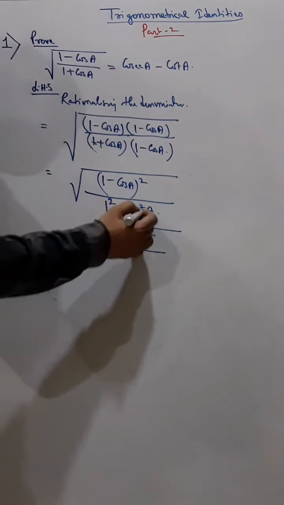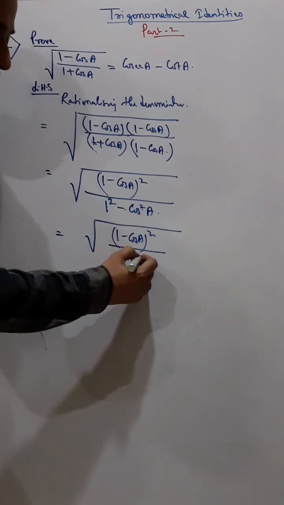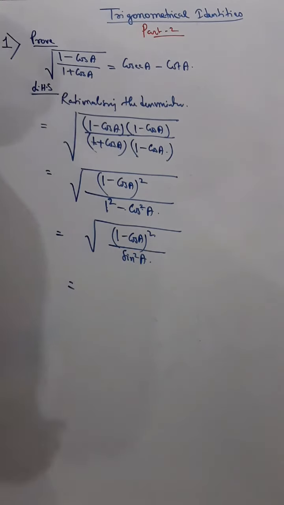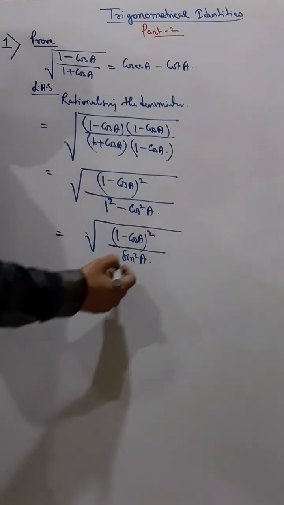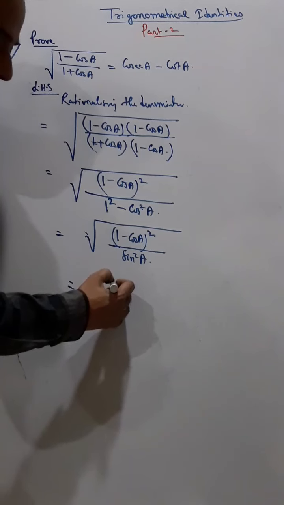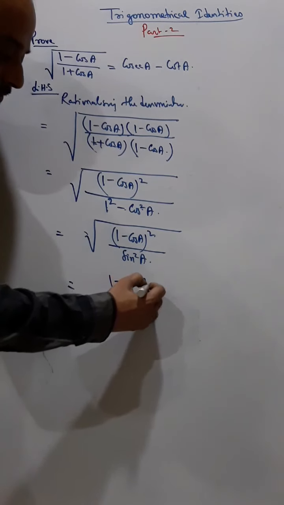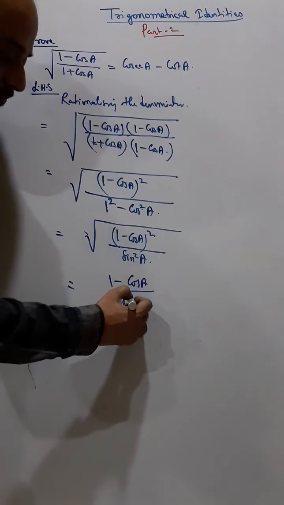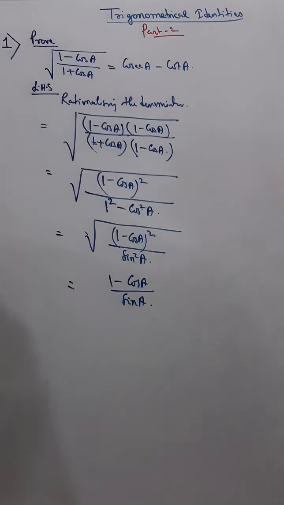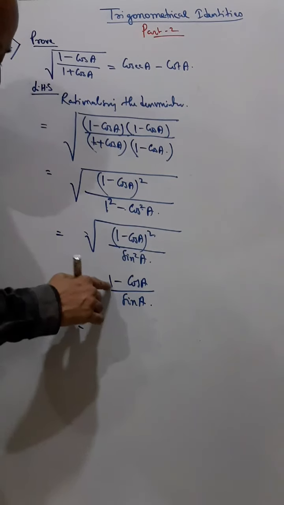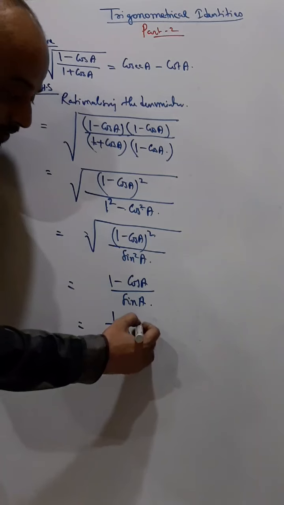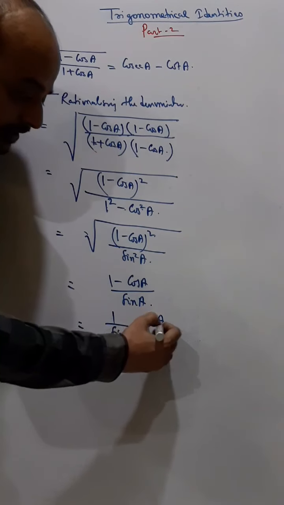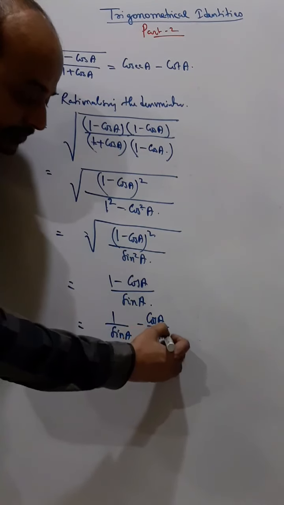Now 1 minus cos square A means sin square A. And now if you see, both of these terms have a square and we have a square root. So finally this becomes 1 minus cos A by sin A. Understand? Now if we split the LCM, we get what? 1 by sin A minus cos A by sin A.